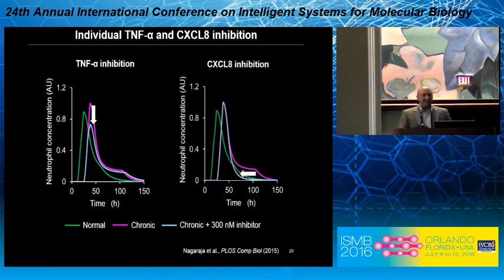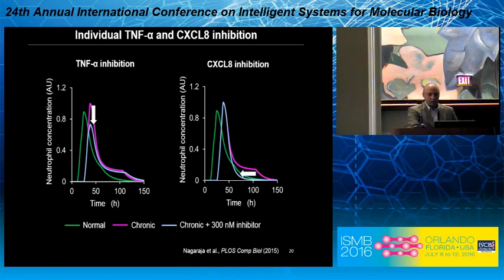In contrast, if instead of inhibiting TNF-alpha, we inhibit CXCL8, we see that the peak of the inflammation time course does not change. However, the tail of the inflammation time course is shifted to the left, which means that the resolution time for inflammation is reduced. And in fact, in this case, it is quite close to the resolution time for normal inflammation. So this is a strategy to selectively modulate the time of inflammation resolution.